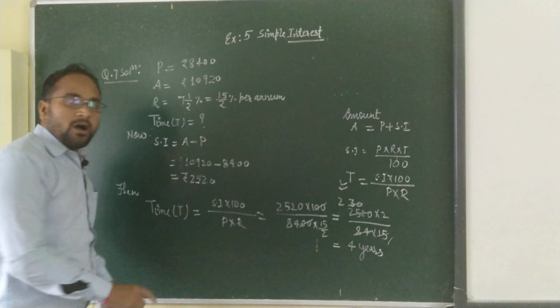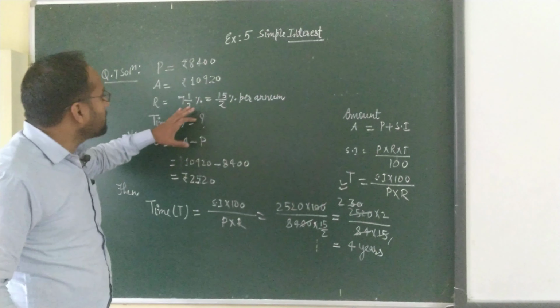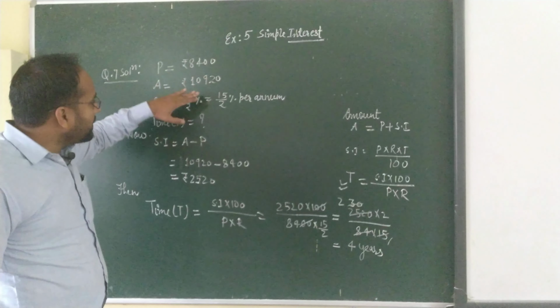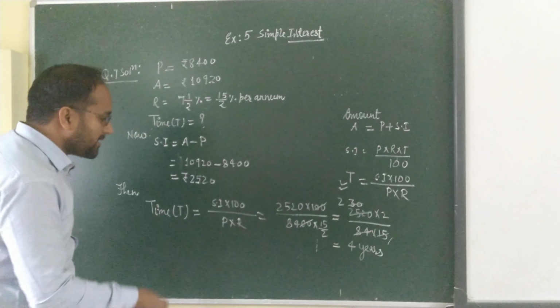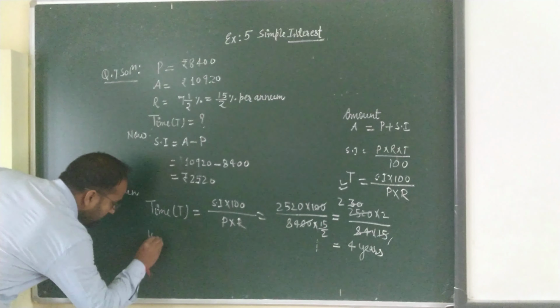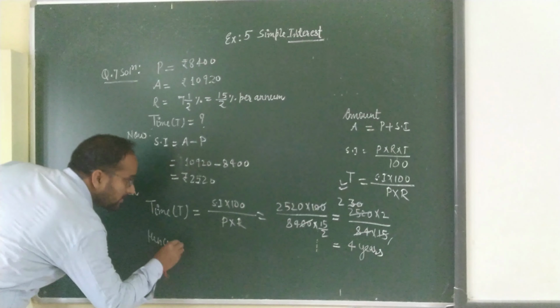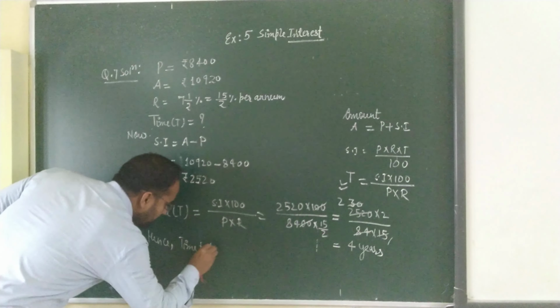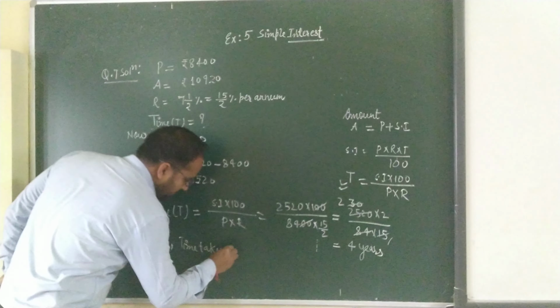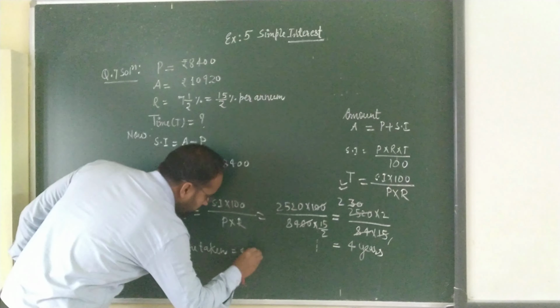Time is equal to 4 years. He will take 4 years to return this amount of 10,920 to clear his debt. Hence, the time taken is equal to 4 years.